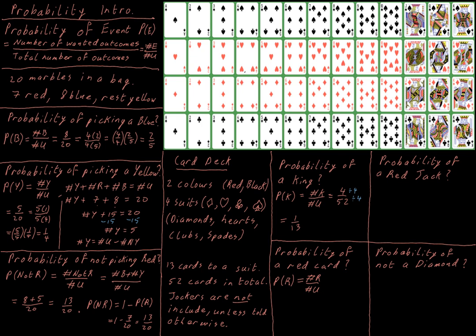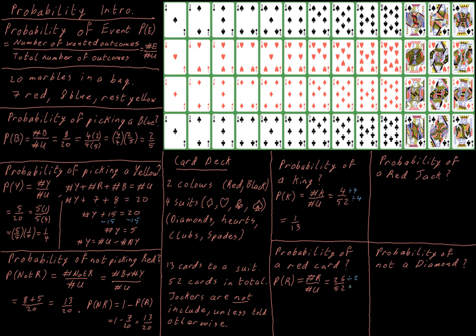We see we have 2 red suits. We know there are 13 cards in each one of them, in the hearts and the diamonds. So if we add them up, we have 26 cards out of 52. Now, visually, you can probably see from the deck that half of the cards are red. And indeed, there is a common factor of 26. So this will simplify to a half.